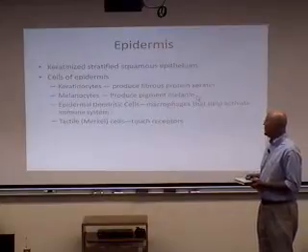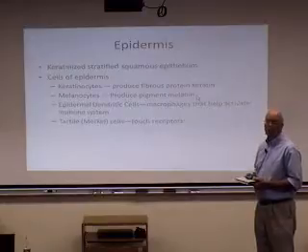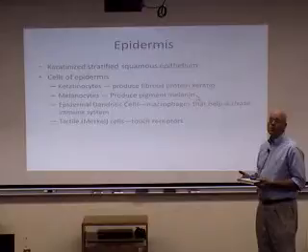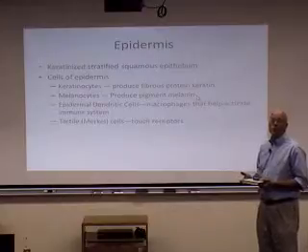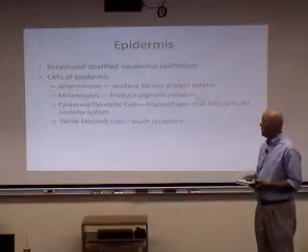Another key cell type in the epidermis is melanocytes. They produce a pigment called melanin, and this is what gives your skin its color, and it also gives your skin protection against UV rays. So melanocytes are very important as well for the protective functions of skin.